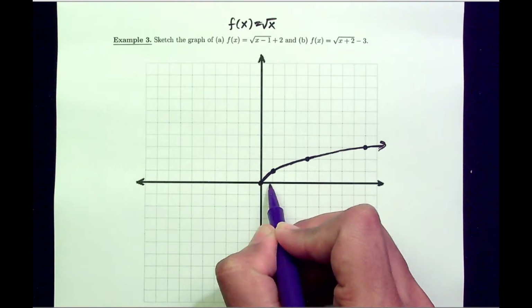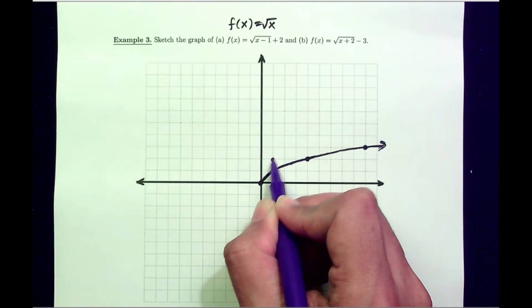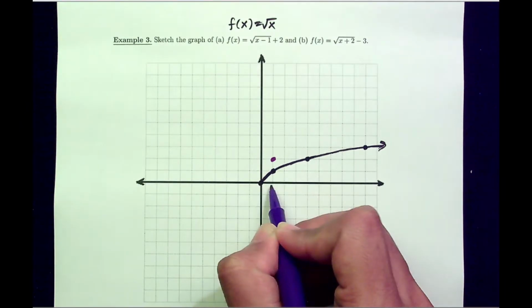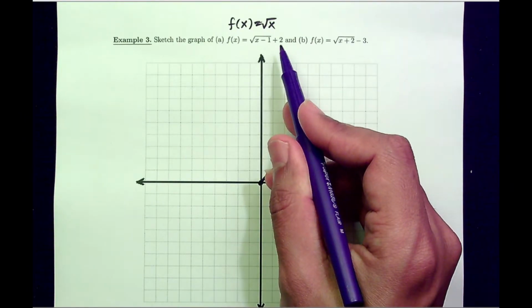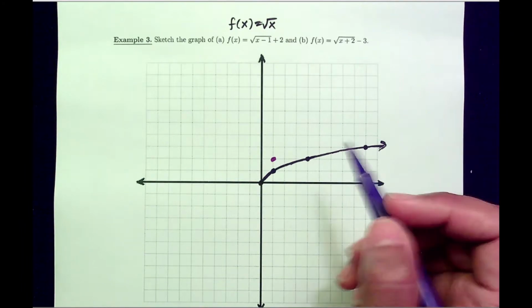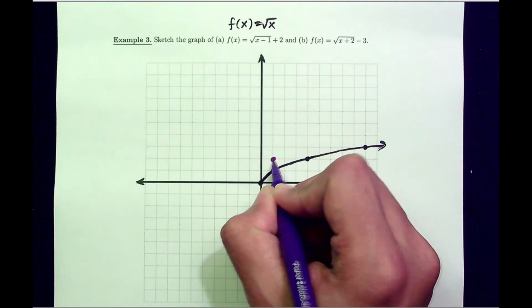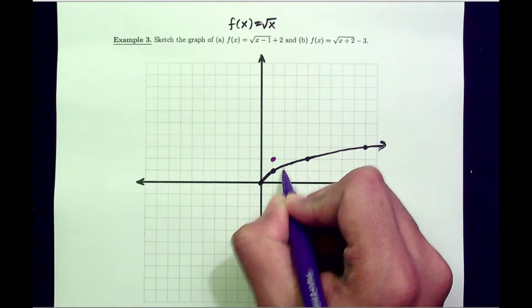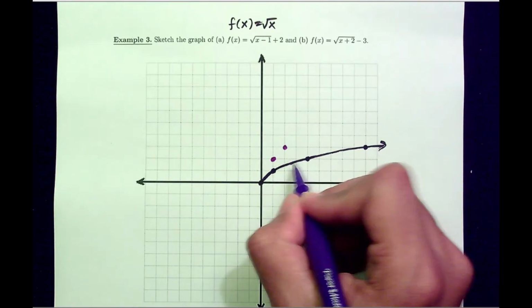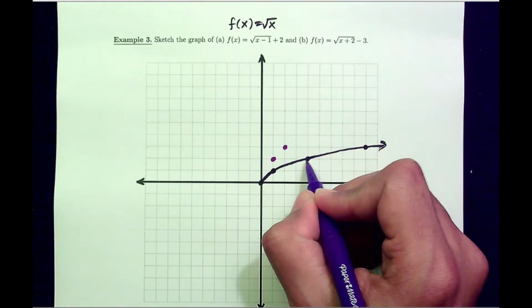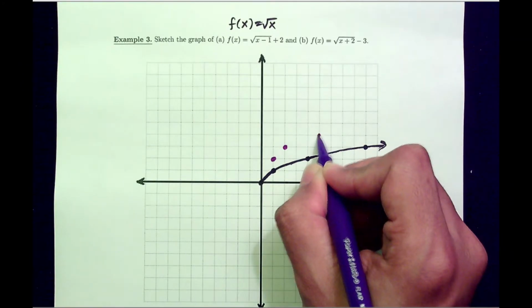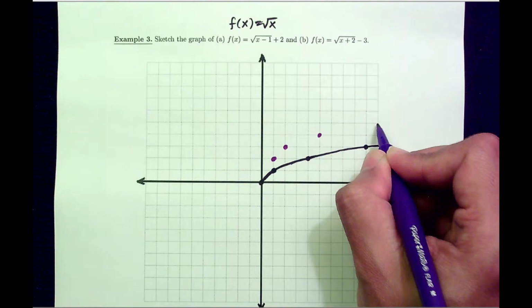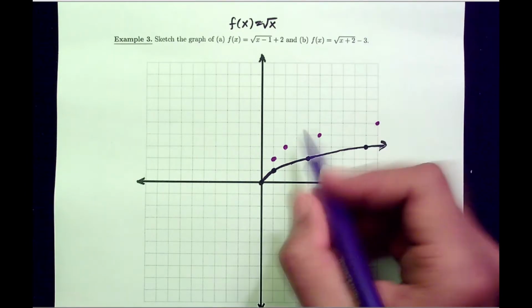So 1 to the right and 2 up. Now you do the same thing with every single point. 1 to the right and 2 up. And then you connect them.